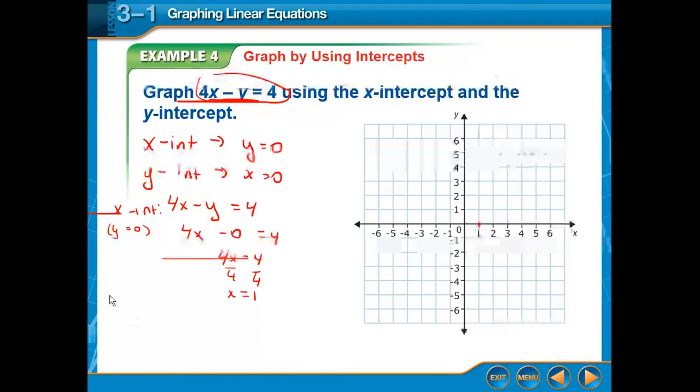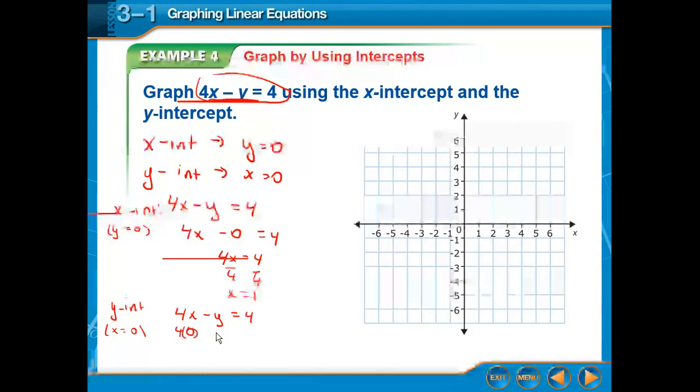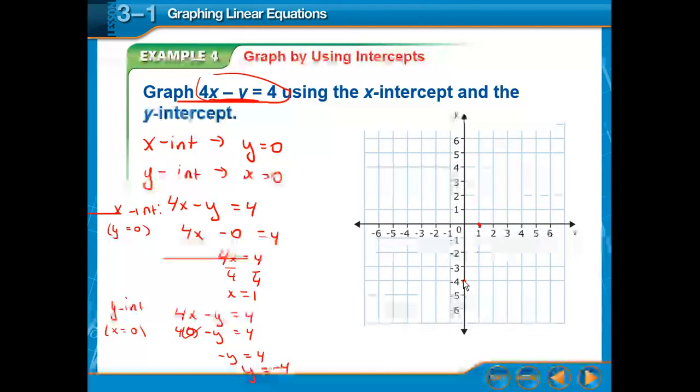Okay, and if I want to find my y-intercept, that's when x is 0. So I'm going to put in 0 for x into my equation, 4x minus y equals 4. So 4 times 0 minus y equals 4. That goes away, and I get negative y equals 4, so y equals negative 4. So that intercept is at negative 4. So I have that point, and I have that one. So the line is going to go through those 2 points.